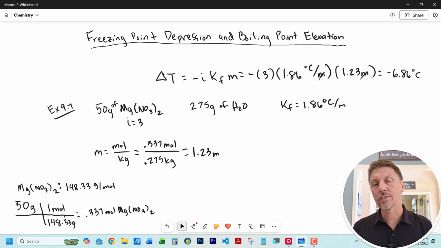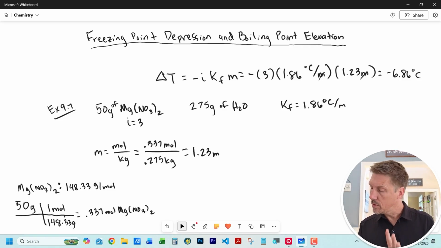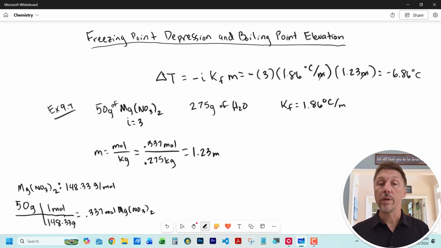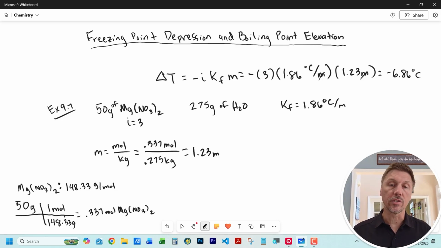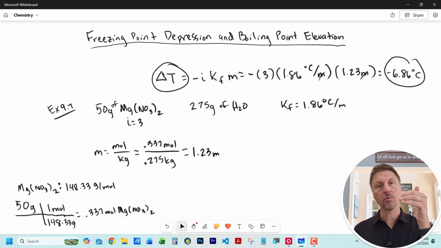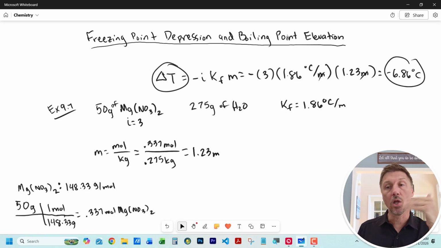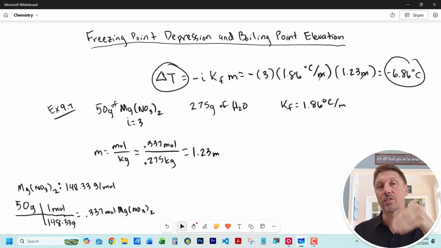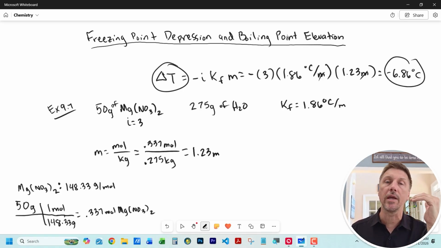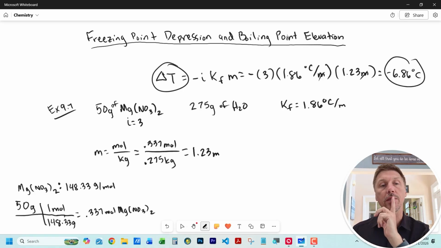Now, again, what did they ask us for? They asked us for the new freezing point. What is the freezing point of the solution? And so we know that this value here is the change in the temperature. So in other words, the freezing point got lowered by 6.86 degrees Celsius. So we're going to have to take the original freezing point of water when it's all by itself, and we need to know those values. You need to know the freezing point of water and the boiling point of water. And notice this is degrees Celsius, so you need to know that in Celsius.